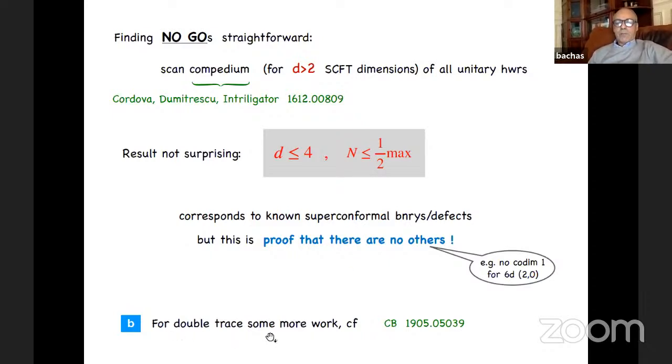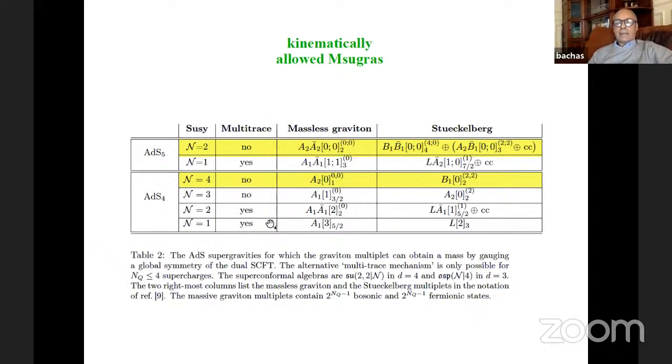Now, to think about double trace, you have to do a little more work. You have to look in this paper of mine of last year. In the end of the day, here is the table that summarizes everything. So in a sense, the most supersymmetric situations that are allowed is massive AdS4 and AdS5 supergravity with half maximal supersymmetry. Don't worry about these. These are the representations in the Dumitrescu et al. convention of the graviton and the Stuckelberg.